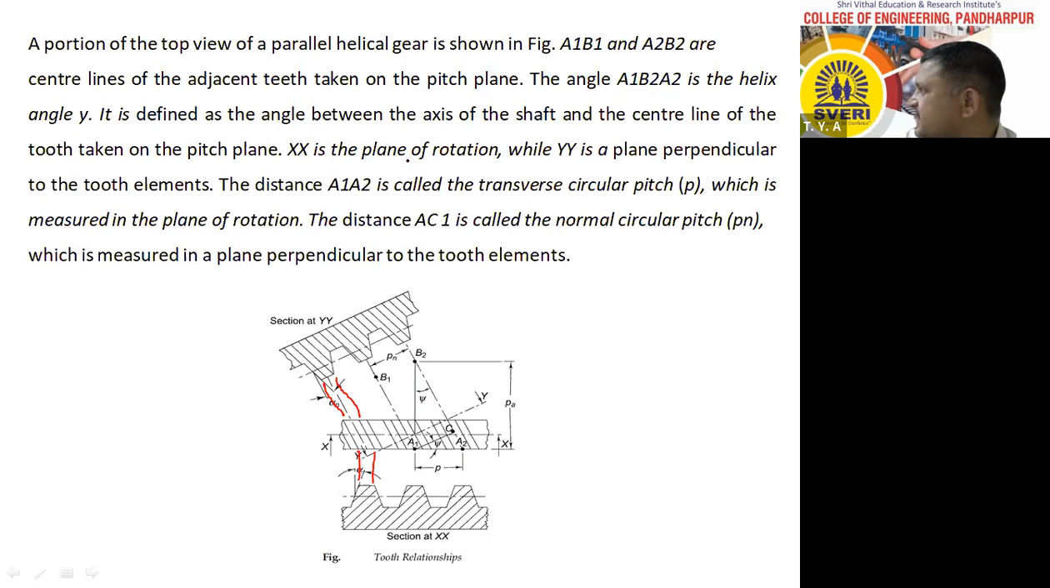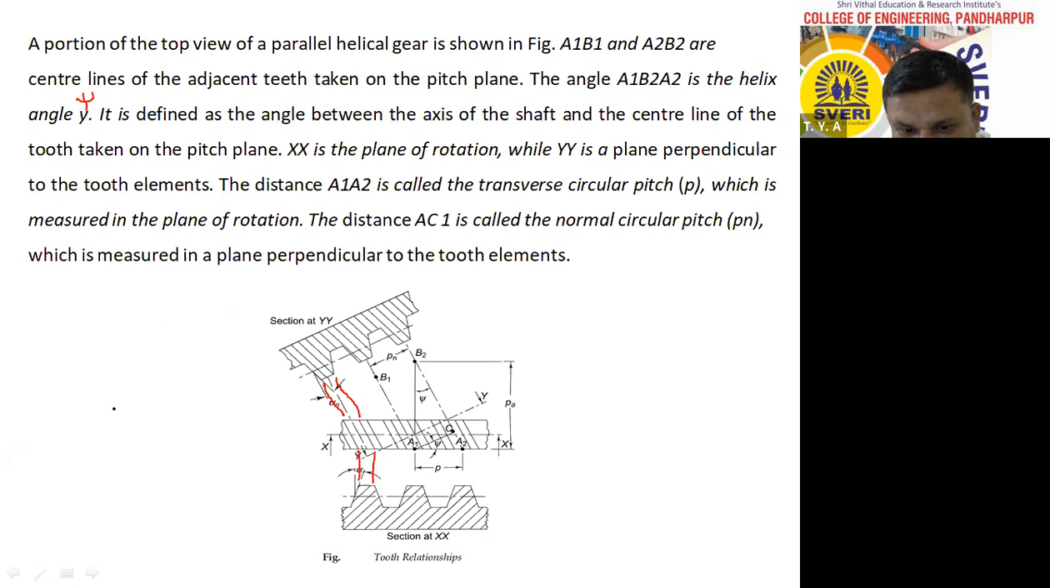Center lines of the adjacent, what does it mean? The two teeth which are close to each other, their center lines are nothing but A1, B1 and A2, B2. The angle A1, B2, A2 is the helix angle gamma or psi. You can see, consider here. Helix angle is denoted by letter psi.